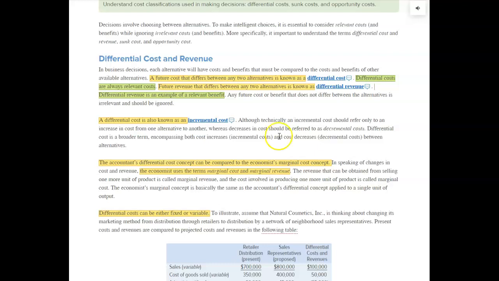A differential cost is also known as incremental cost. And if you think about your economics course, economists call this marginal cost and marginal revenue. Those terms are just fine. Accountants will usually use differential cost. Sometimes we'll use marginal cost and marginal revenue, but we'll oftentimes use differential cost or differential revenue. And they can be fixed or variable.